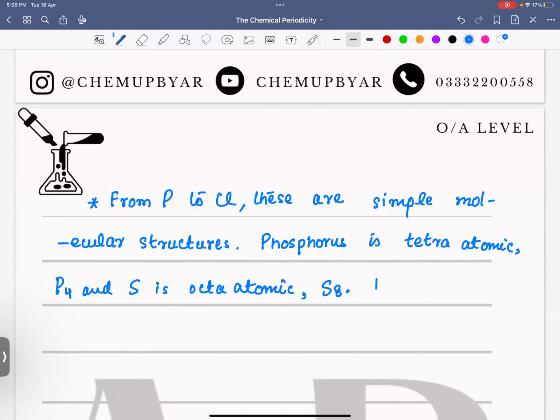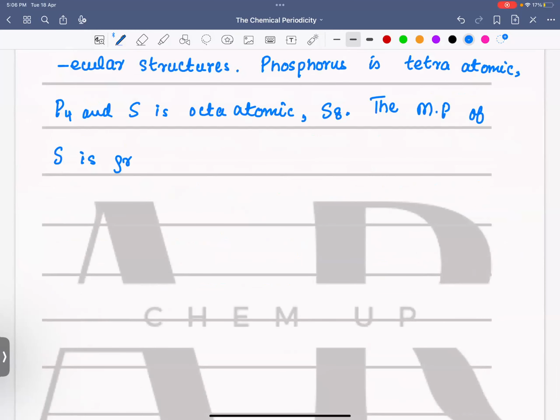So the melting point of sulfur is greater than the, who joined the class, Abdullah?